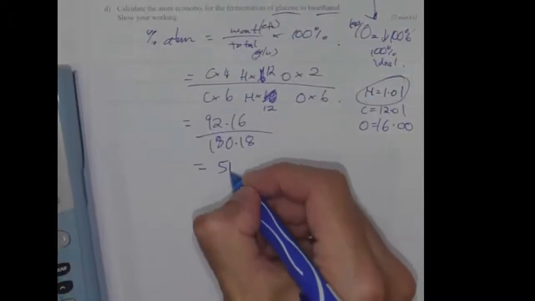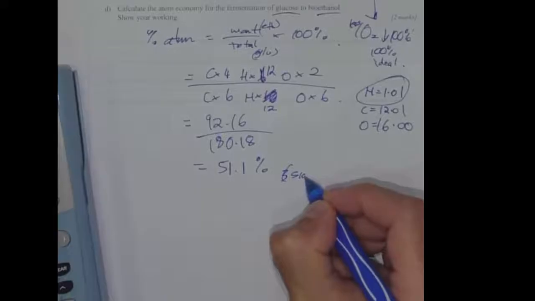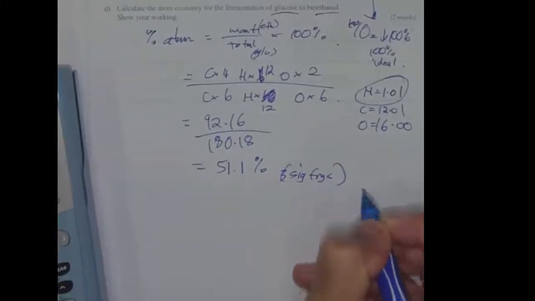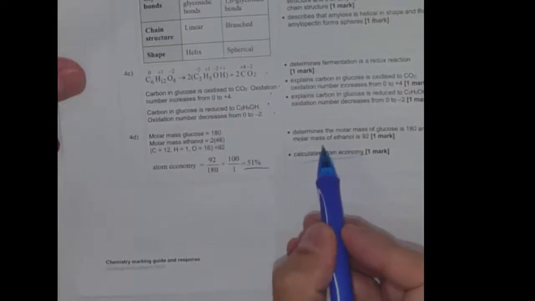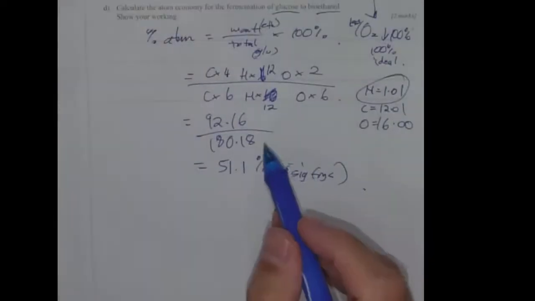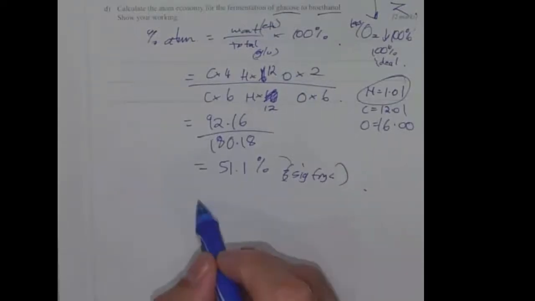So 51.1%, because it's 3 sig figs. God knows what they're going to say. I bet it's going to be wrong. That's all I can bet. Yep, 51. Calculates 180 over 92. Yeah, they're wrong again, kind of. Well, not if they stated it to 2 sig figs, then they're right.